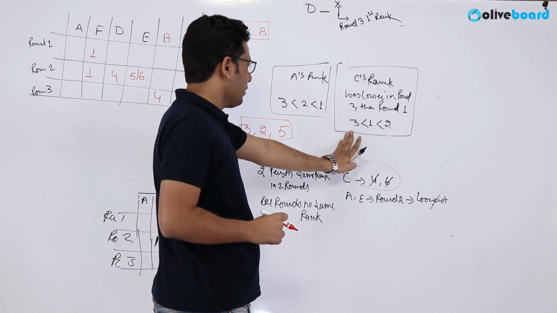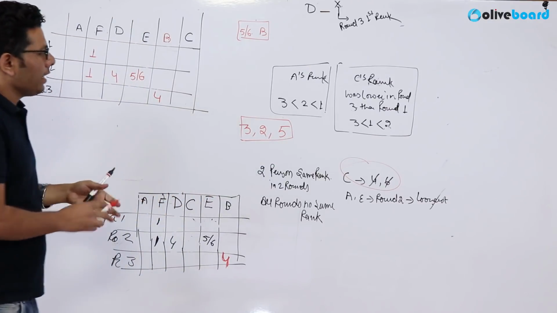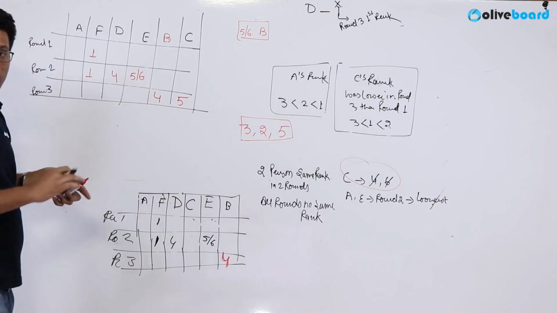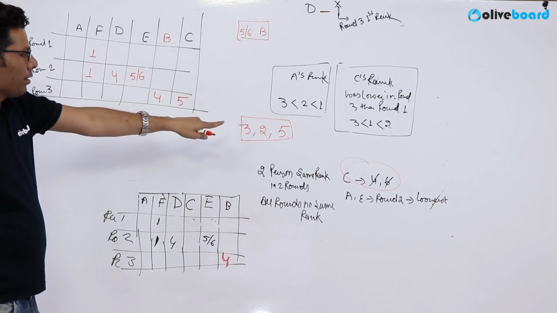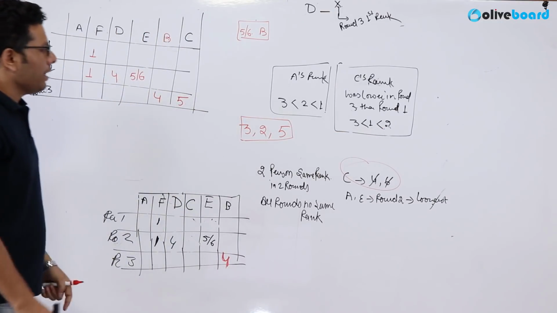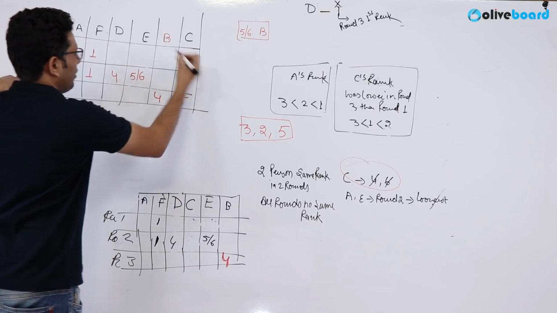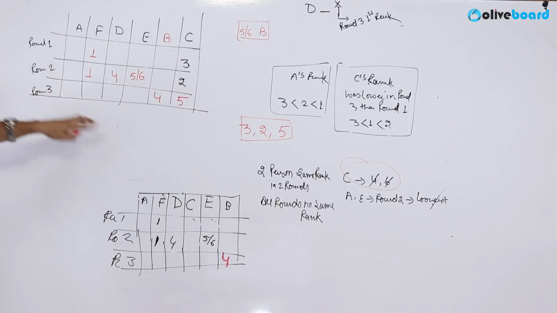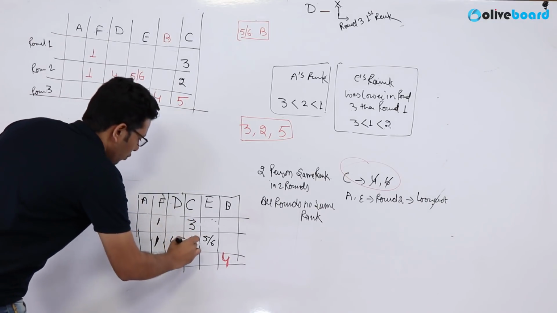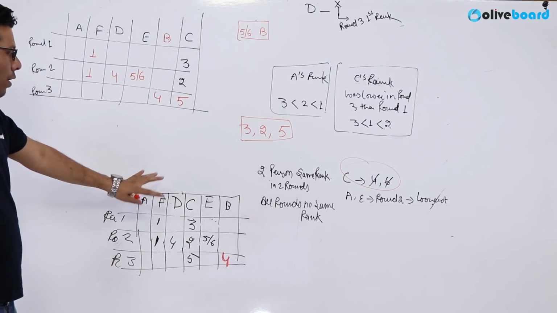And round 3's rank is the lowest. So C's rank in round 3 should be the lowest, so it should be 5. And the highest rank is in the second round, so it should be 2 and it will be 3. Okay. So similarly, C's ranks here would be 3, 2 and 5. It would be the rank of C.